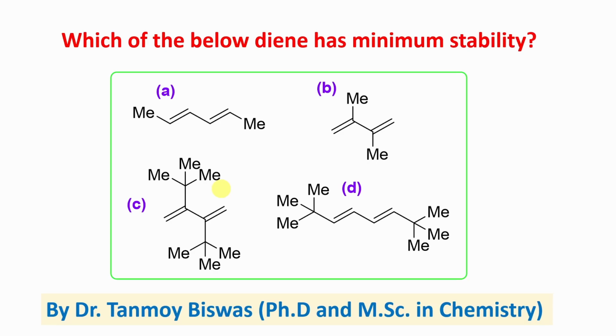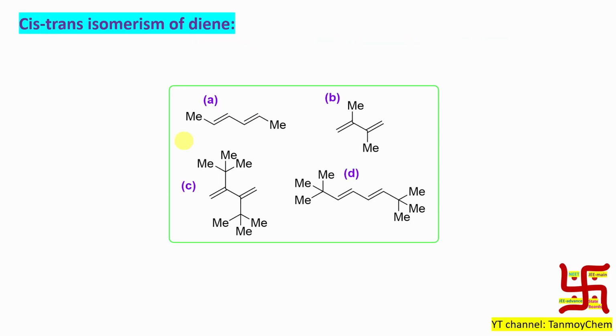The question is, which of the below mentioned diene has minimum stability? Read carefully, minimum stability. Or you can expect that which is maximum reactive. Both could be asked in this way. Now, if you look at diene, you need to understand first their stability. So let's go a little bit in order to learn about the stability of diene.